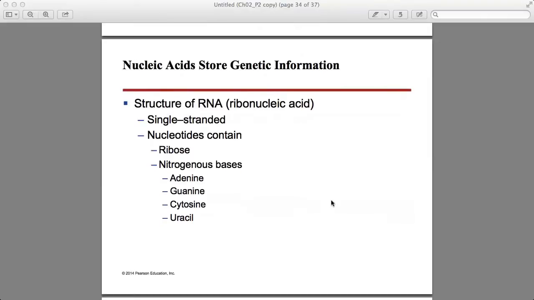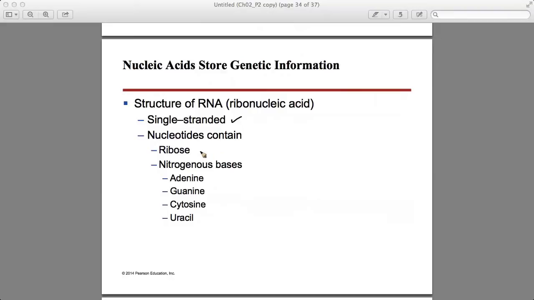The structure of RNA is a little different. First of all, it's not double-stranded in most cases. So there's some examples of double-stranded RNA that have unique functions, but we're not going to worry about that now. Most of the RNA that we're going to be talking about is the single-stranded RNA.